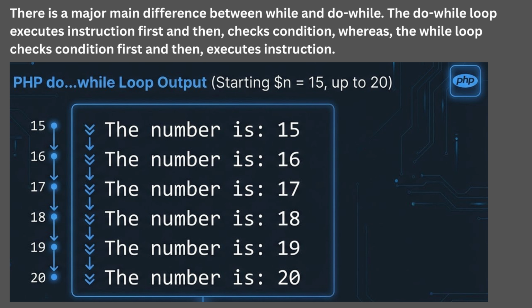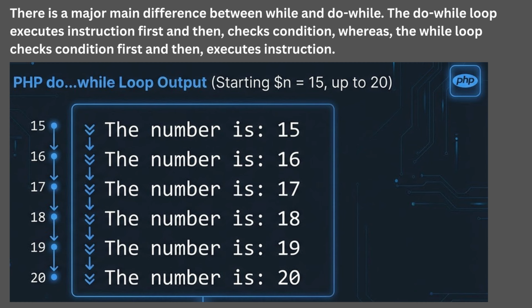If the condition is false, the loop stops. Because the code executes before the condition is tested, the do-while loop always runs at least one time, no matter what. The output shown in the image demonstrates this behavior perfectly. Starting with n equals 15, the loop prints the values 15, 16, 17, 18, 19, and 20. Even if 15 had not met the condition initially, the message for 15 would still be printed because the do-while loop guarantees one execution.